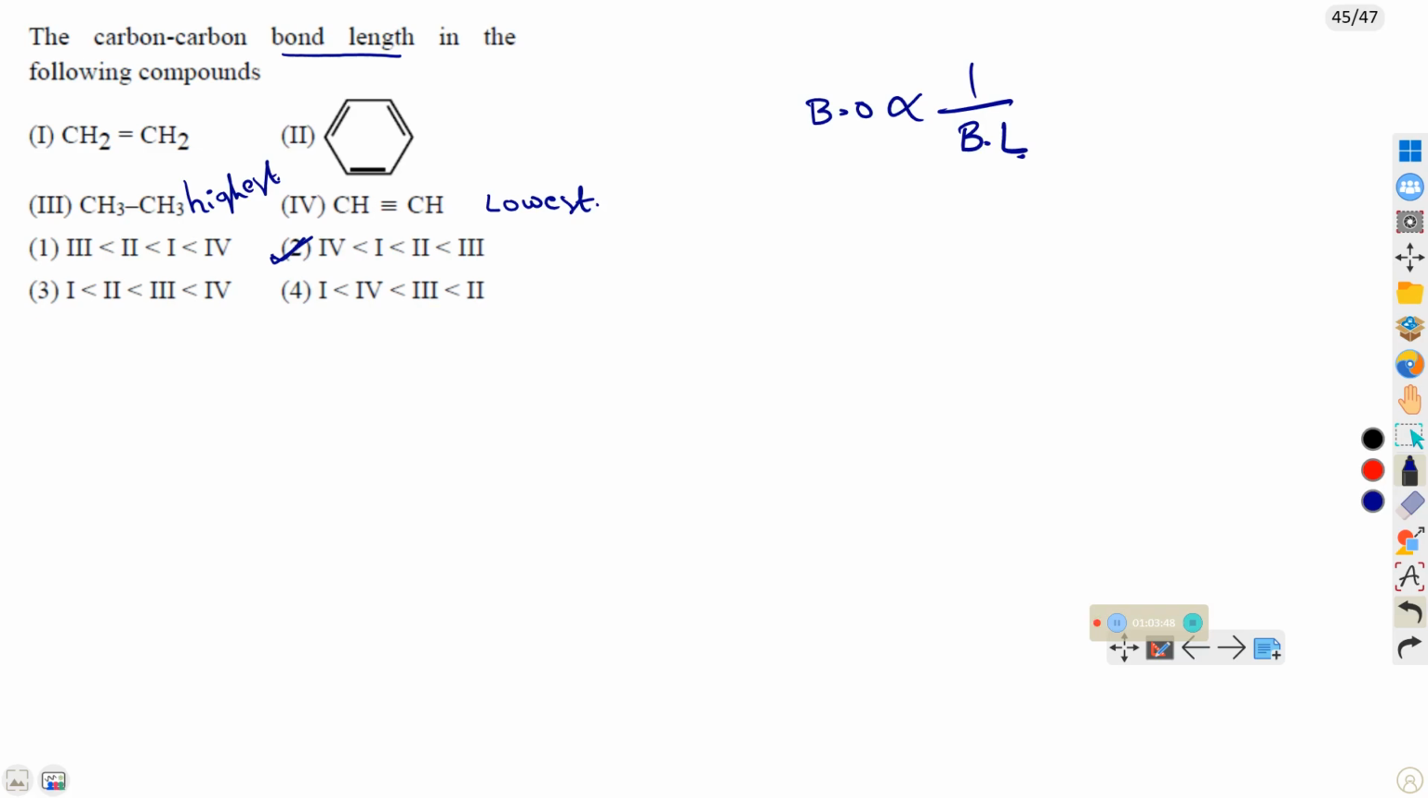If you want bond length values: triple bond is present, bond length 1.20 angstroms, alkyne. Benzene, due to resonance, 1.39 angstroms. Alkene 1.33 angstroms. Alkane 1.54 angstroms.